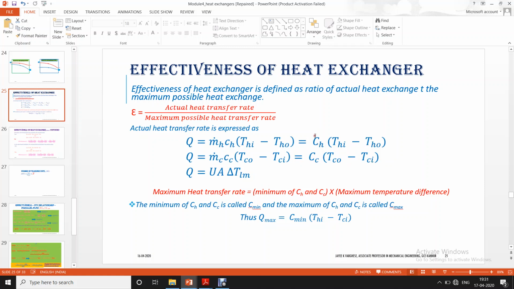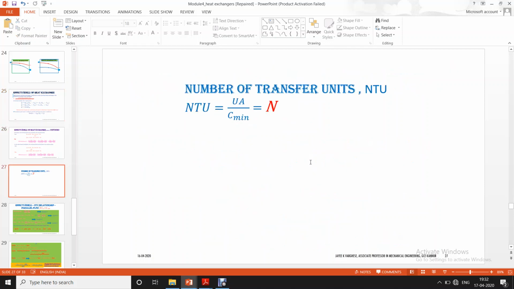Now we have two fluids, one having mass flow rate m dot h and specific heat Ch, and another with mass flow rate m dot c and specific heat Cc. While taking this product m dot h Ch, we call it capital Ch. This is the heat capacity rate of the hot fluid, and this is Cc, the heat capacity rate of the cold fluid. So Ch into Thi minus Tho should be equal to Cc into Tco minus Tci.